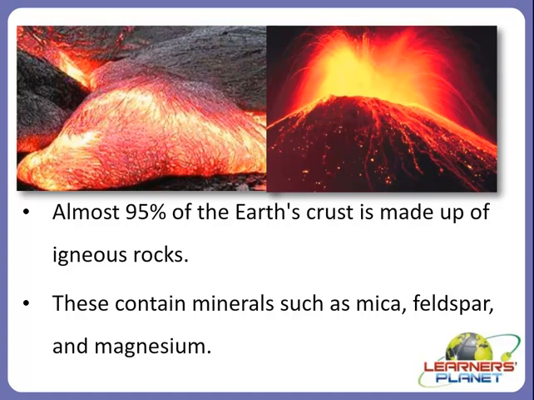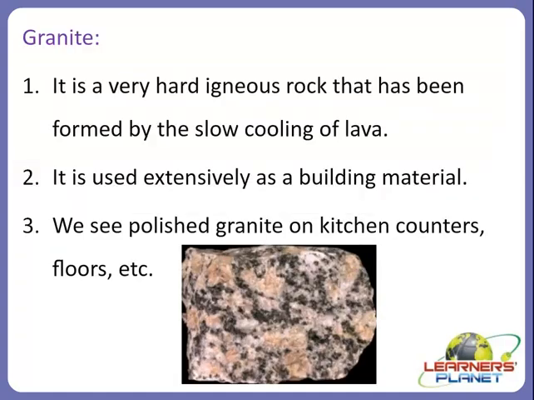So let's first discuss granite. Yes, it is a very hard igneous rock, that means a crystalline structured rock, that has been formed by the slow cooling of lava. As we discussed, when the molten rock flows out onto the surface, it is known as lava, and we saw the picture also. So when this lava cools down and solidifies, it forms igneous rock, right?